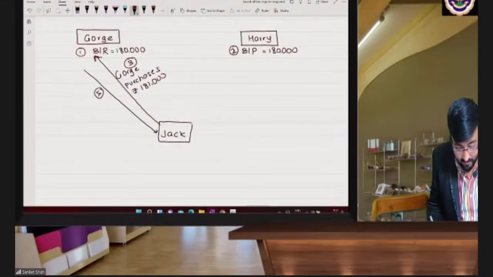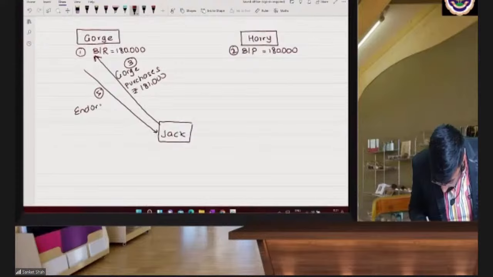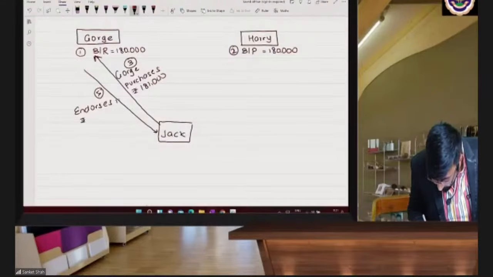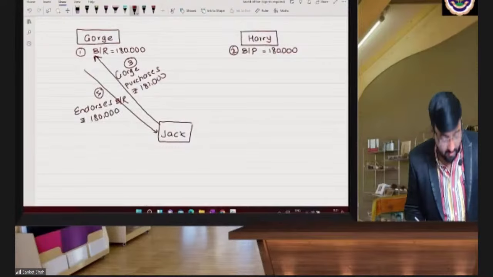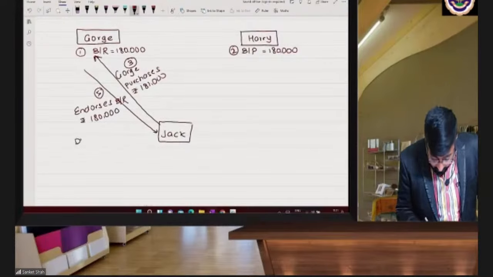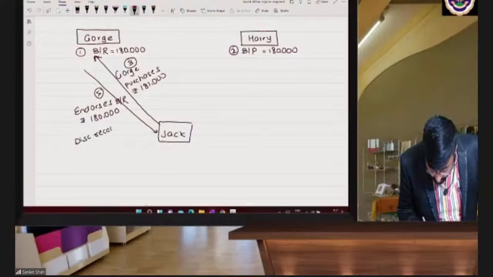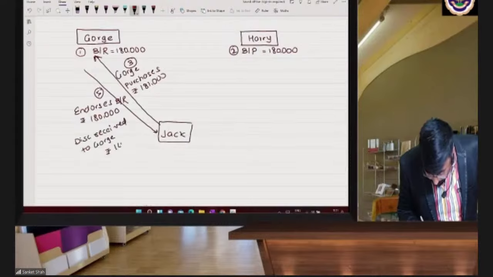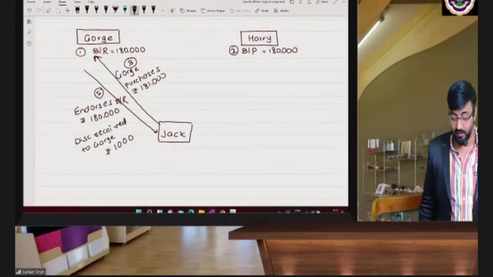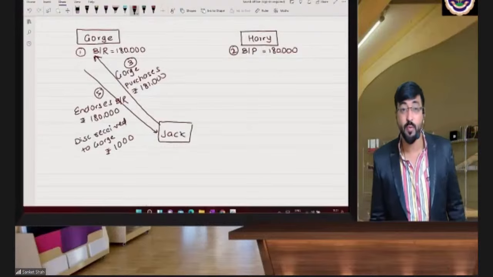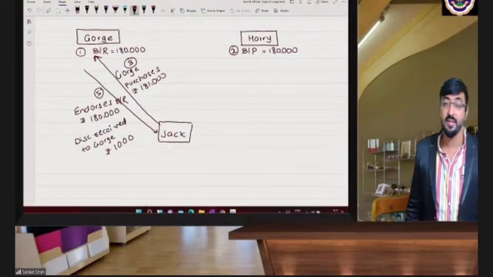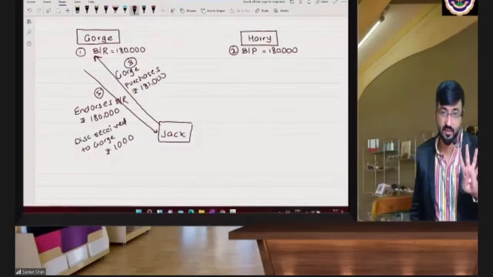He endorses the bill receivable of rupees 1,80,000, and now discount is received. We are thinking from George's angle, so George gets rupees 1,000. So this is the 4th entry. George endorses bills receivable rupees 1,80,000, and he is receiving a discount of 1,000. So this is the 4th entry.